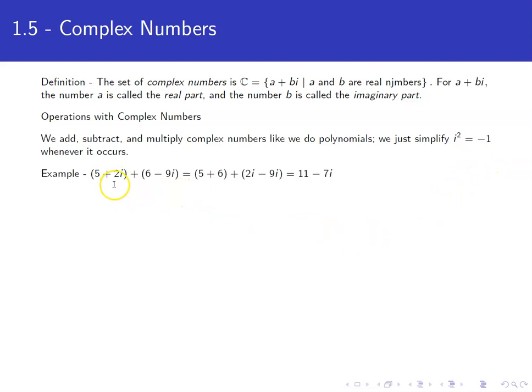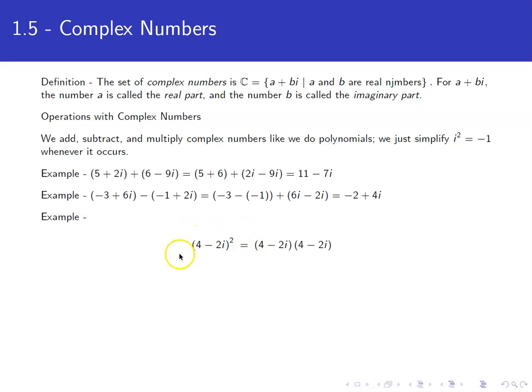Say we want to add 5 plus 2i and 6 minus 9i. Well, we'll add the real parts, and we'll add the imaginary parts. This is like adding like terms for polynomials. 5 plus 6 gives us 11, and 2 minus 9 gives us 7, so we get a 7i there. Subtraction, we can do the same way. We'll just subtract the terms. So -3 plus 6i minus a -1 plus 2i. We'll get the -3 minus a -1, and then plus 6i minus 2i, which gives us a -2 plus 4i.